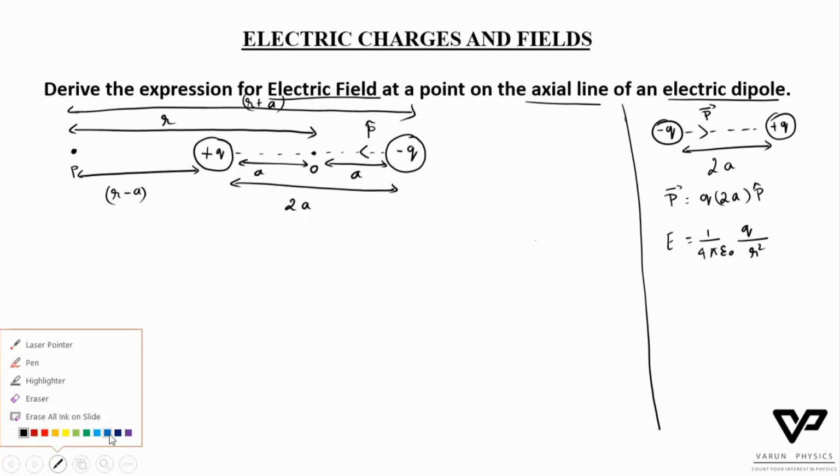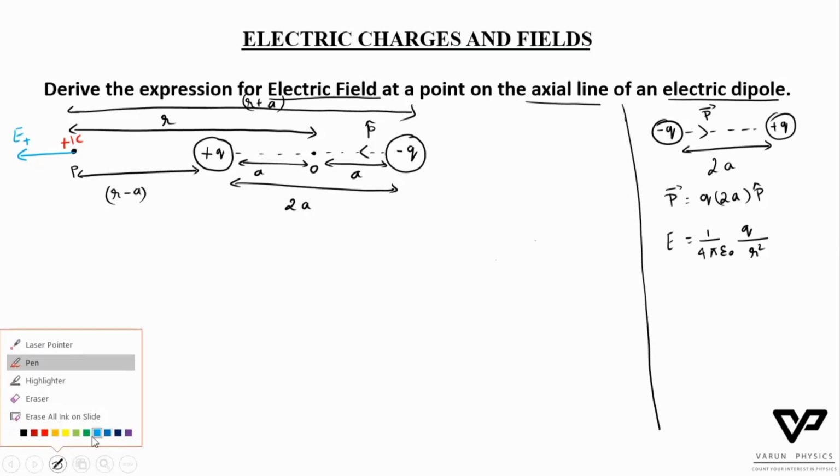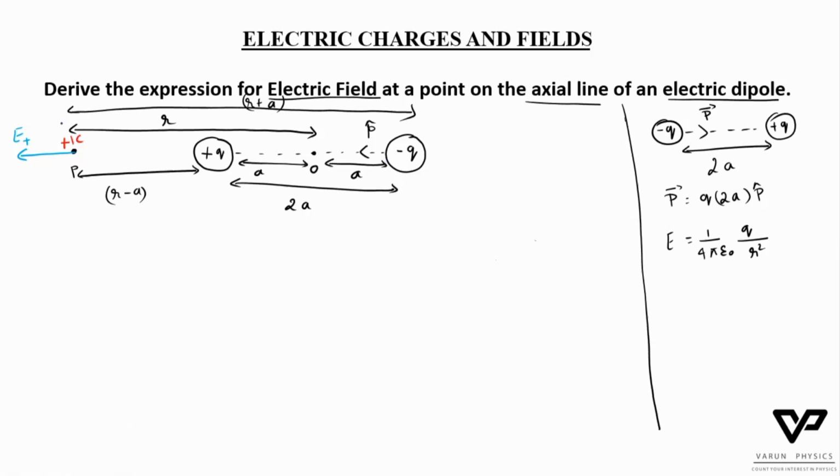Generally, we know that like charges repel each other and unlike charges attract each other. Whenever we are finding the electric field at any point, we place a test charge of plus 1 coulomb. Plus 1 and plus q will repel each other. Therefore, the electric field due to the plus q of the dipole is directed away from the dipole, and is given by E plus. Similarly, for the minus q, since the test charge is plus 1 coulomb, it is attractive in nature. Therefore, the field is directed towards the dipole, given by E minus.